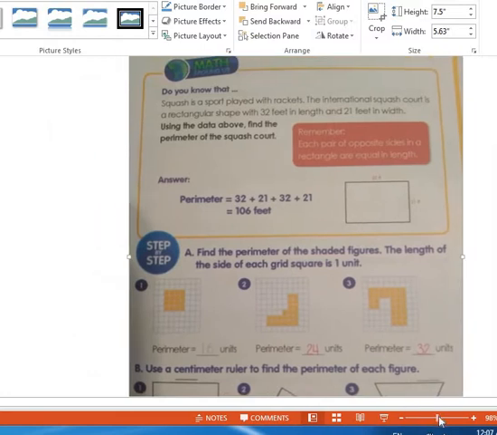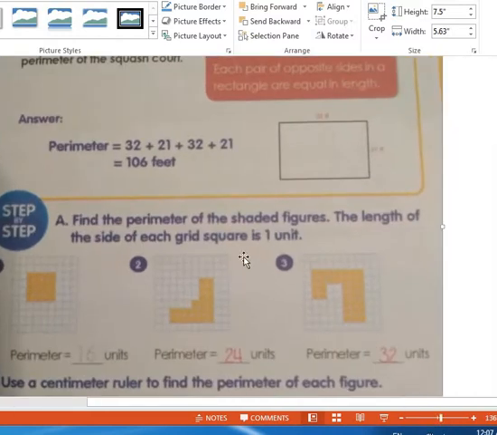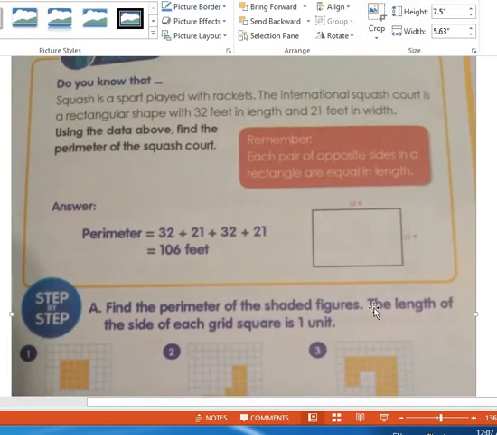I want to know the perimeter, miss, now. Okay, I will tell you. In a rectangle, focus with me. In a rectangle, each 2 opposite sides are equal in length. You have to know that. This side and this side, opposite to each other, are equal in length. And also this side and this side are opposite to each other, equal in length.